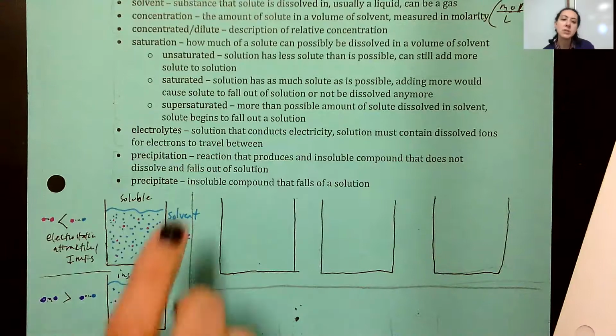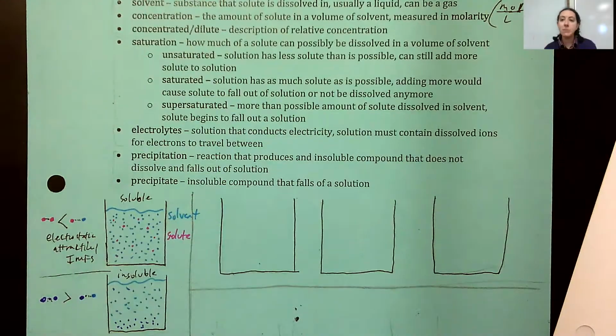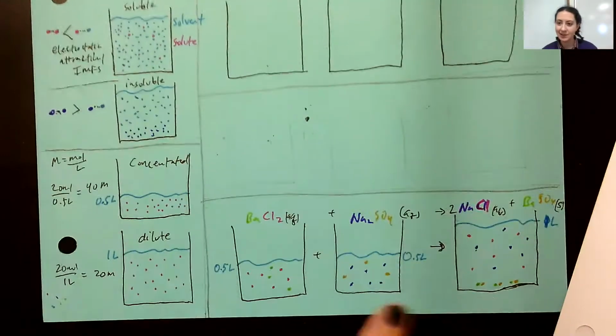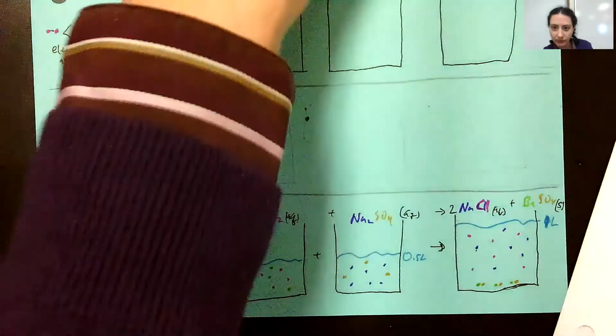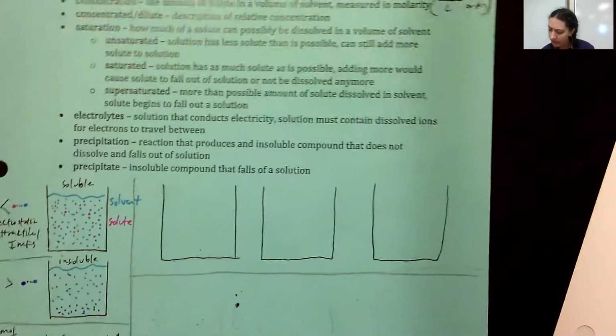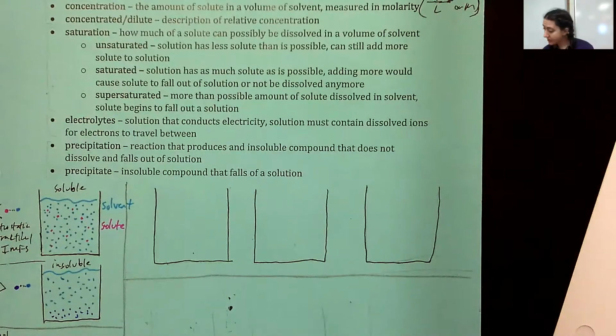But even the most soluble compound has a limit. And it's the saturation. How much of this solid can you actually dissolve in a certain amount of liquid? And there comes a point when you just can't get more solid to dissolve in liquid, and it will all fall out or precipitate out of solution. So remember, precipitate means comes out of solution. So let's take a look at some examples of this.